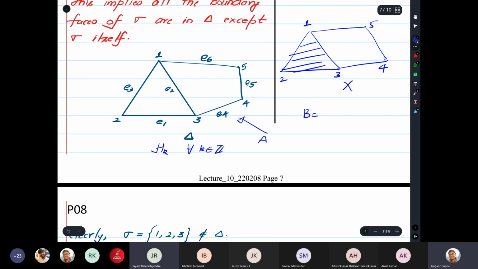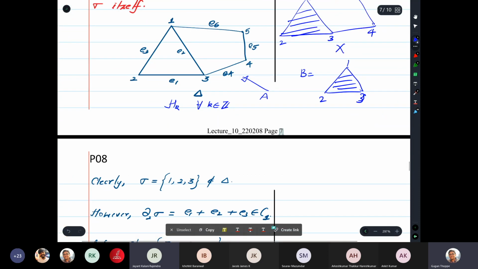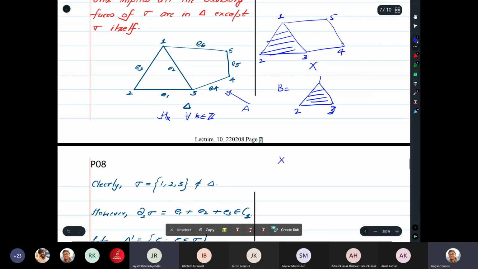Now let me define B to be this simplicial complex. This is all the three vertices, all the three edges, and this triangle. I hope you agree that X is actually equal to A union B. It is very important that both A and B be simplicial complexes. The reason we require A and B to be simplicial complexes is that only for simplicial complexes can we define these homology spaces. If it was just a triangle, we cannot talk about its homology spaces.